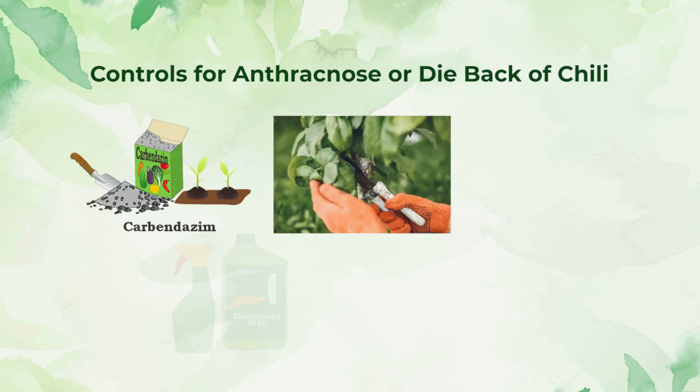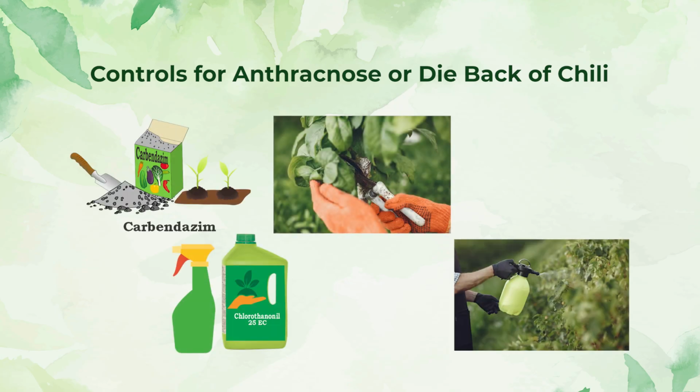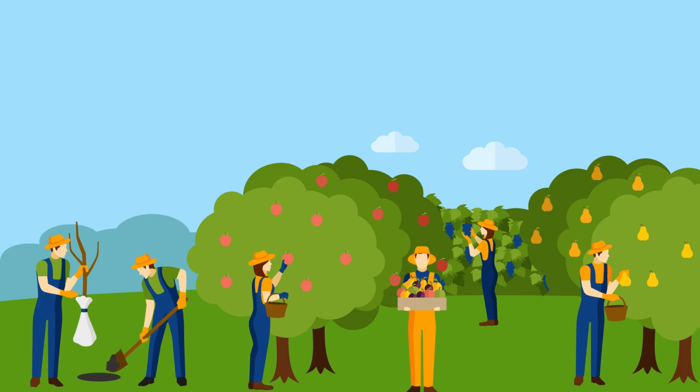Control. Treat the seed with carbendazim at 2.5 grams per kg of seed. Remove and burn diseased parts of the plant. Foliar spray of chlorothalonil 25 EC at 1.5 grams per liter of water or propineb 3.5 grams per liter of water is found effective for control of the disease.